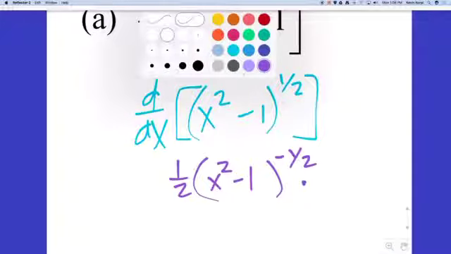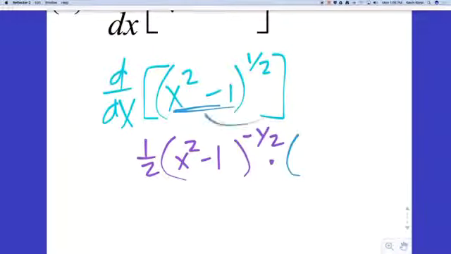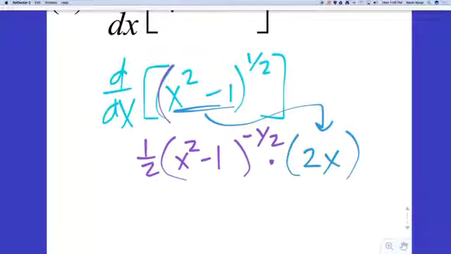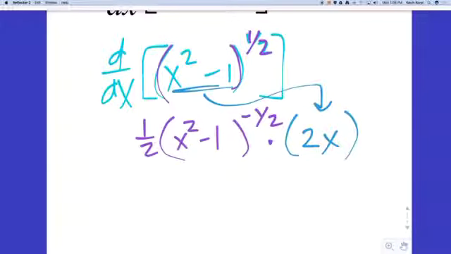Times. Now we go inside and we're like, hey, what's happening? Blob, x squared minus 1. We'll multiply by its derivative now, which is 2x. And there you go. You got the purple layer and you got the blue layer. Blob to the 1/2 becomes 1/2 blob to the negative 1/2 times the derivative of x squared minus 1 is 2x. And that's it. Now you're done with the calculus, you just clean it up a little bit.